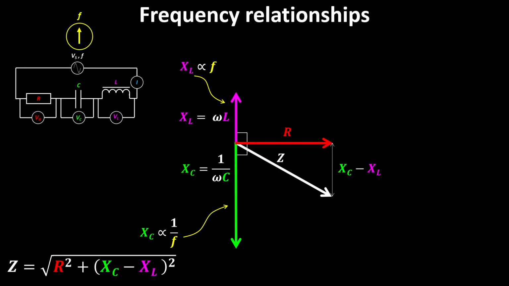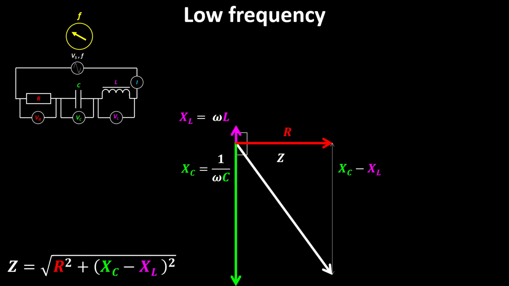So what we're going to look at is what happens at various frequencies. If we had our power supply with a variable frequency, we could look at what happens at various frequencies. So if we start off with looking at what happens at a low frequency. Now at a low frequency, the capacitor reactance is going to be very large, and the inductor reactance is going to be very small. For the inductor, because the angular velocity is low, we end up with a low inductor reactance. But for the capacitor, because the angular velocity is low, we end up with a high capacitor reactance.